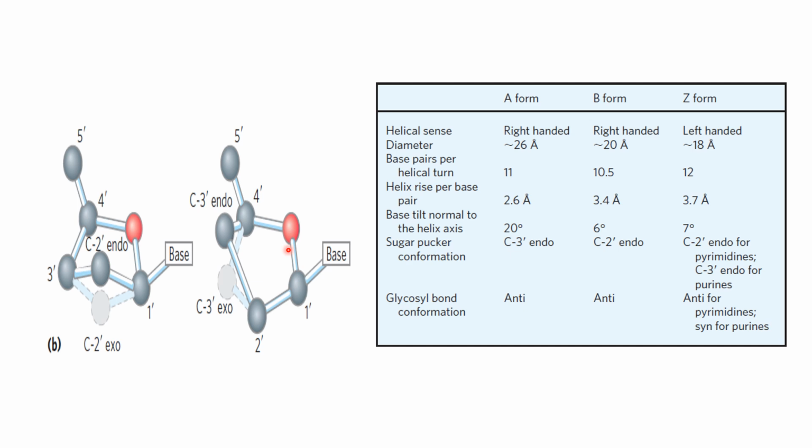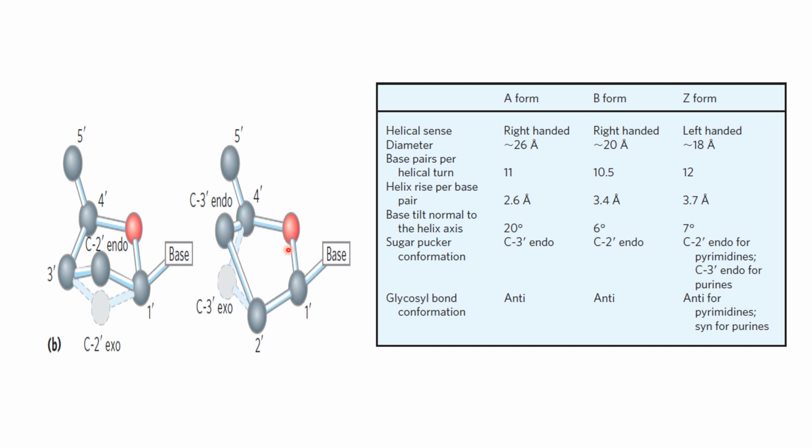Now, what do I mean by this? In the envelope form, 4 of the members are coplanar, and only one, the 5th, is away from the plane. But in the twisted form, 3 members are coplanar, and the other 2 lie out of the plane. So in the envelope form, 4 are coplanar and 1 is out of the plane, and in the twisted form, 3 are coplanar and the other 2 lie away from the plane. All of this is with reference to the furanose ring of the deoxyribose in the DNA.